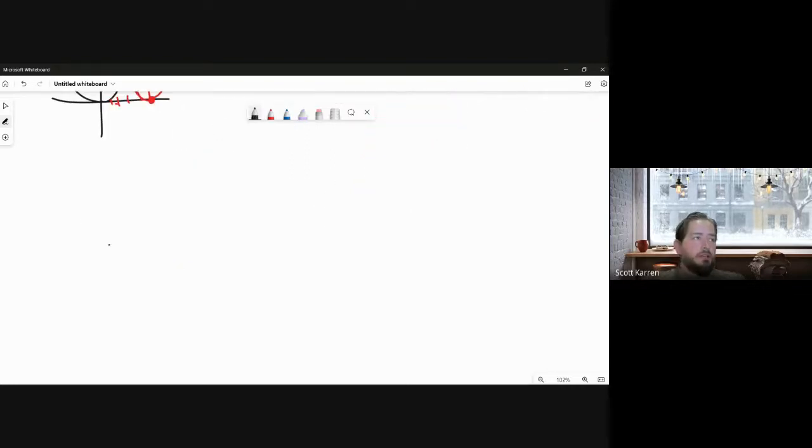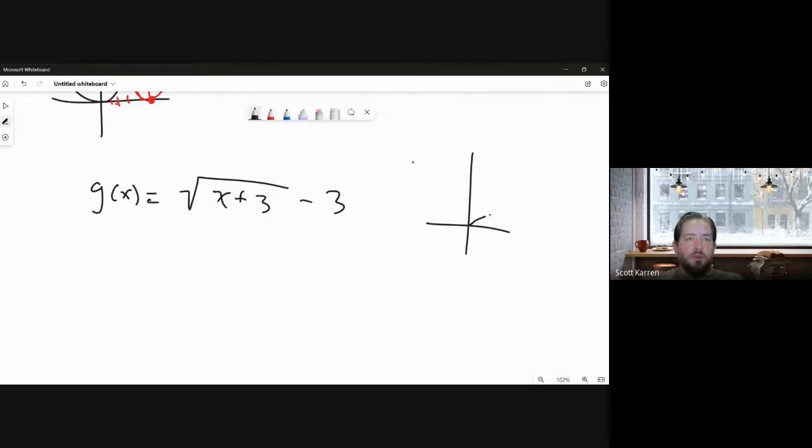So let's look at, let's say, a little bit more. Let's say g of x is the square root of x plus 3 minus 3, right? So now I have two things going on. First and foremost, I should know that the square root function looks like that. Okay. But then I've got a minus 3, which means I'm going to shoot this thing down by 3, right?